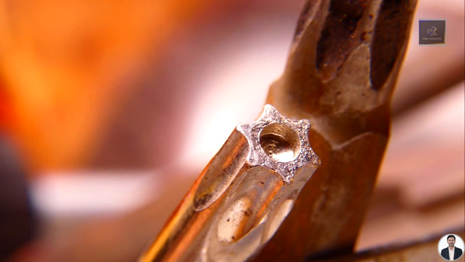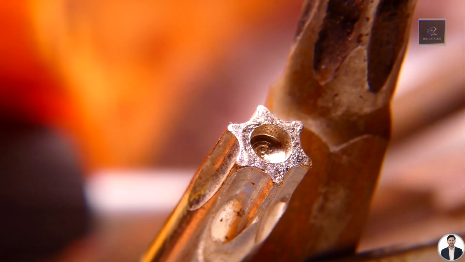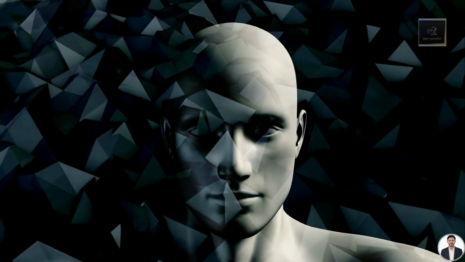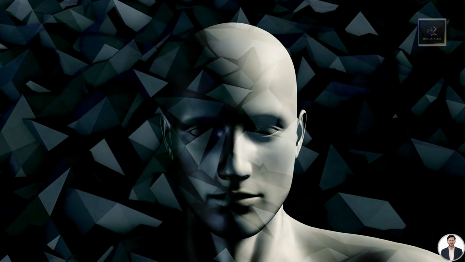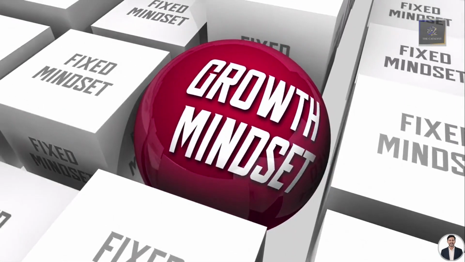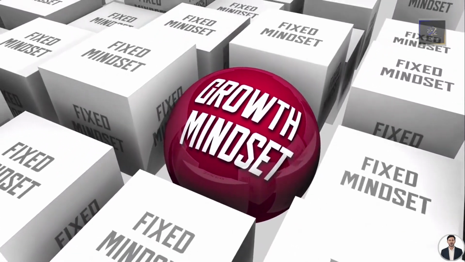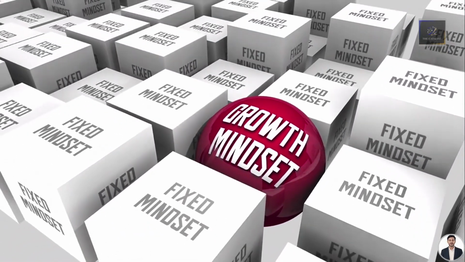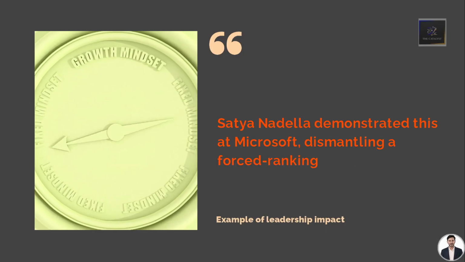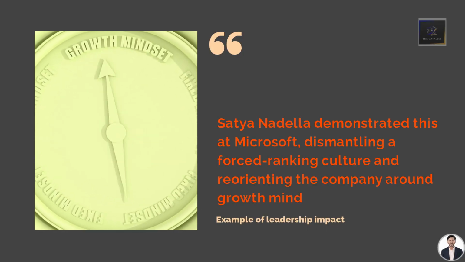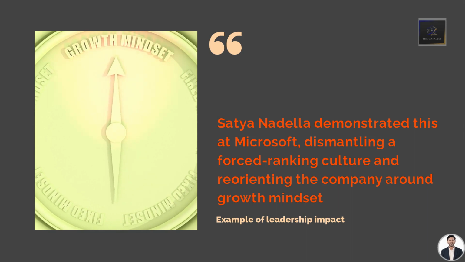The 9-box is a development tool, but used with a fixed mindset, where placements are permanent labels, it damages performance. Used with a growth mindset, where placements are starting points for development, it unlocks performance. Satya Nadella demonstrated this at Microsoft, dismantling a forced ranking culture and reorienting the company around growth mindset, contributing to one of the most remarkable corporate recoveries of the past decade.